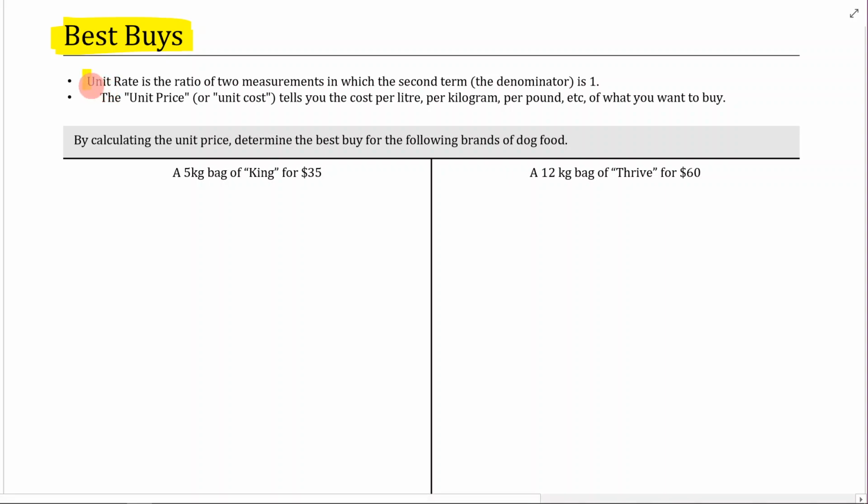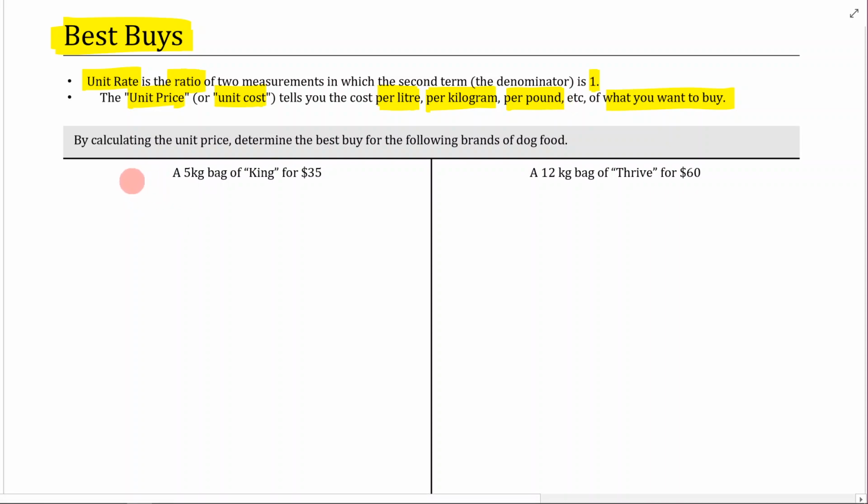We're going to be learning about the unit rate, which is the ratio of two measurements in which the second term, the denominator, is 1. So that means we're going to be building upon our knowledge of ratios in this lesson. And we're going to learn about the unit price or the unit cost, which tells you the cost per liter, per kilogram, per pound, etc. of what you want to buy. So the unit price or the unit cost is per 1 liter, per 1 kilo, per 1 pound, per 1 gram, per 1 whatever. That's the best way sometimes to compare different costs of things.